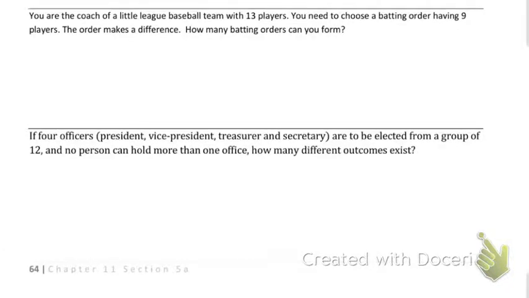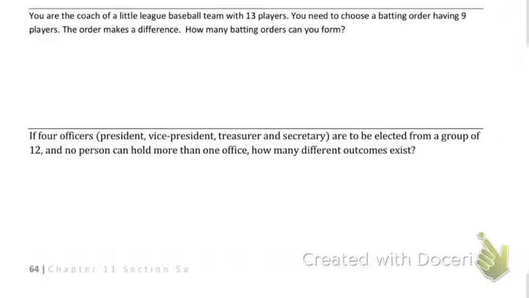All right, let's do a couple examples. You are a coach of a Little League team that has 13 players. You need to choose a batting order having 9 players. Now in baseball, batting order matters. If you've never played, it absolutely matters. Who starts, who's second, who's third. Order matters. So in this case, order does matter, so it's going to be a permutation. How many batting orders can you form?